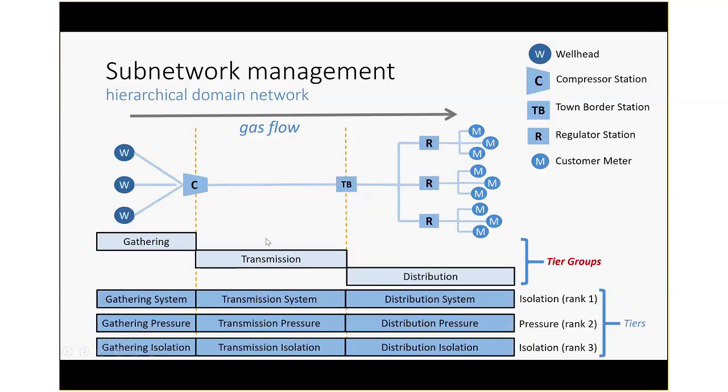On the hierarchical domain network, right? If we highlight these, even though it's hierarchical, where we're partitioned are these tier groups. We have a group of gathering, we have a group of transmission, and a group of distribution. These are called tier groups. And then within there, we have the tiers. Just like we had in partition, it's a collection of hierarchical tiers, where it can be the system, the pressure, and isolation. So what's interesting about these hierarchicals is we're slicing it in two directions.